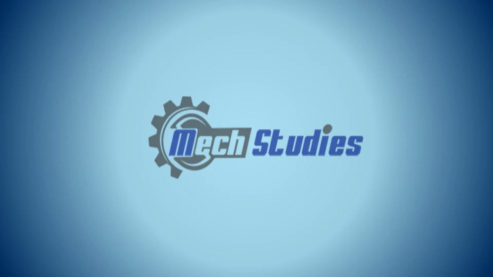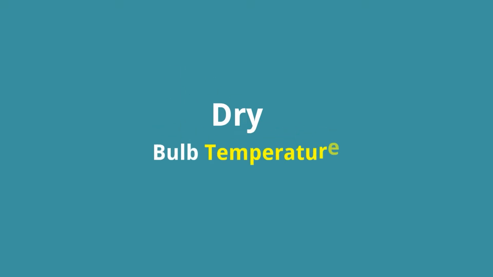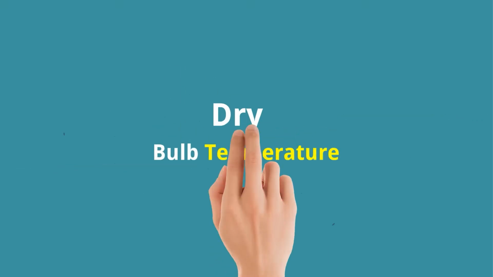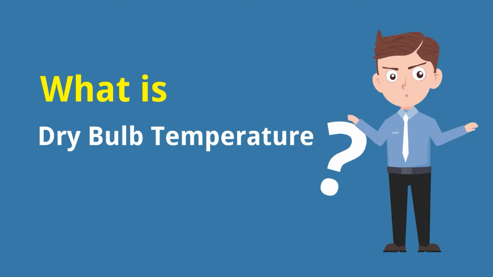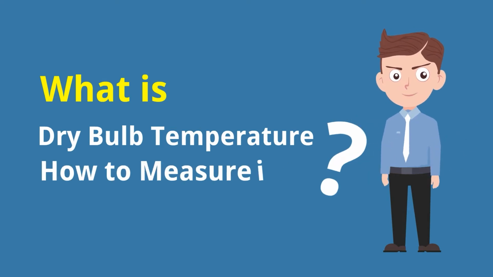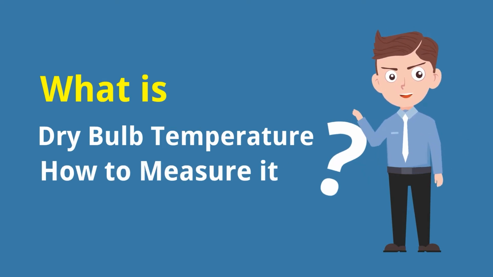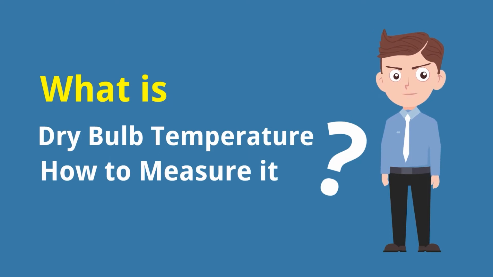Today we are going to learn the most commonly used parameter in psychrometry, that is dry bulb temperature. So what is dry bulb temperature? How do we measure it? How can we define it in psychrometry? We will talk about all the basic details.